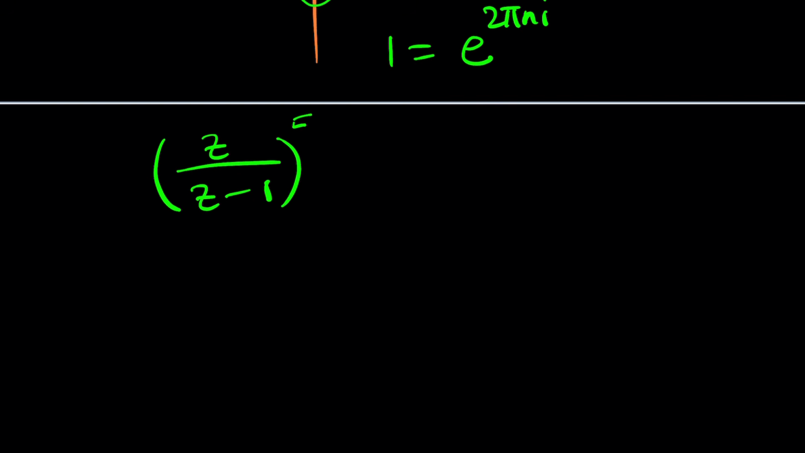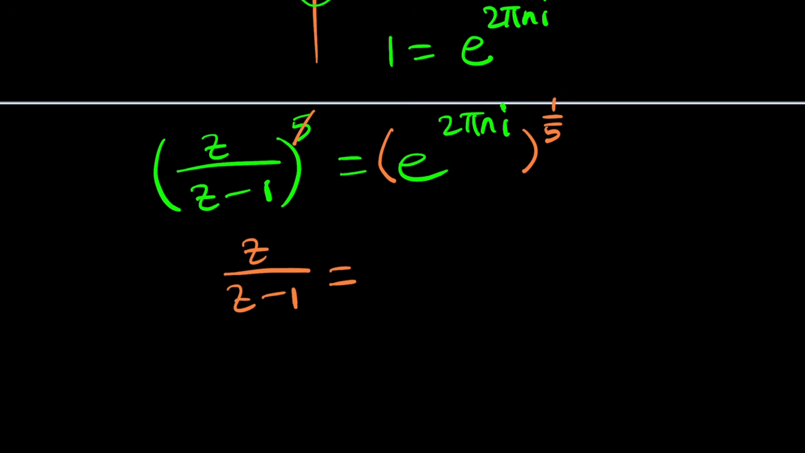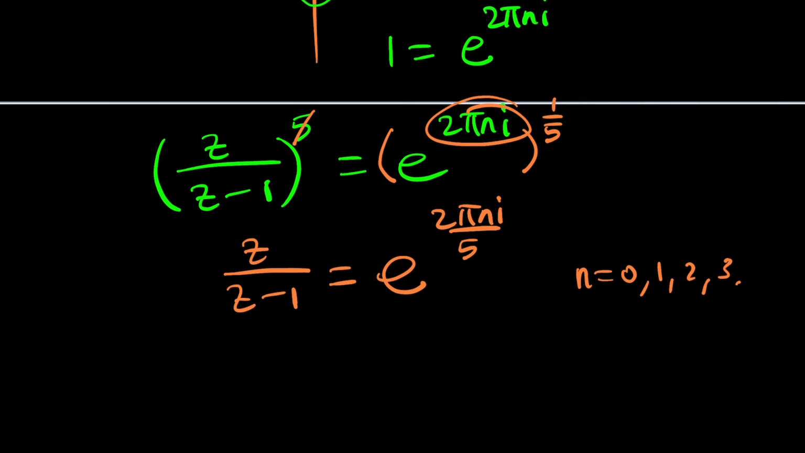So now you can replace 1 with this, and now you can raise both sides to the power 1 over 5. And when you do that, the 5 cancels out, and you just do power 1 over 5 here, and you end up with z over z minus 1. What happens on the right-hand side? Exponentials. Thanks to Euler, we have this beautiful exponential, which gives us something like this. And n is an integer, n can be 0, 1, 2, 3, 4, because when n is 5, you go back to the very beginning.